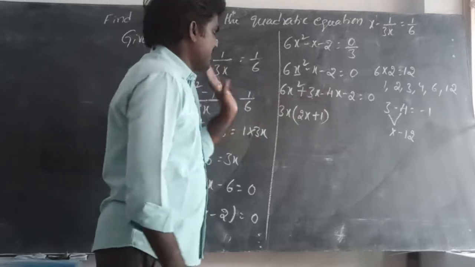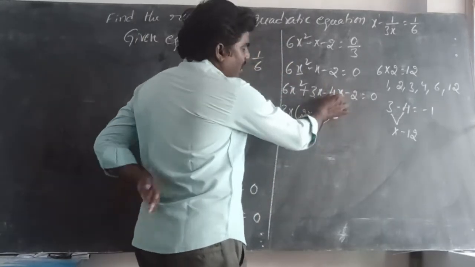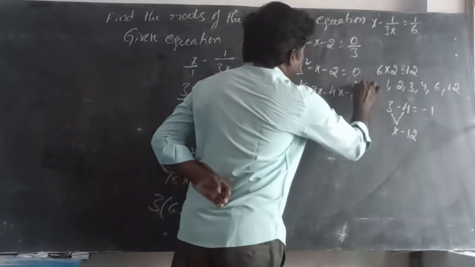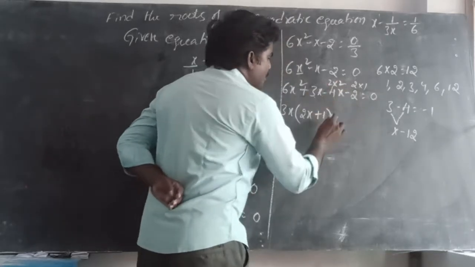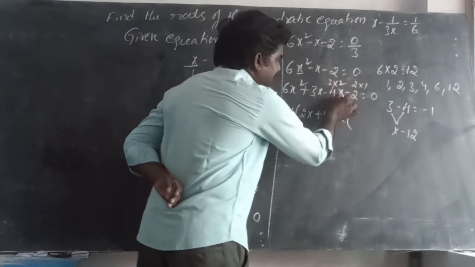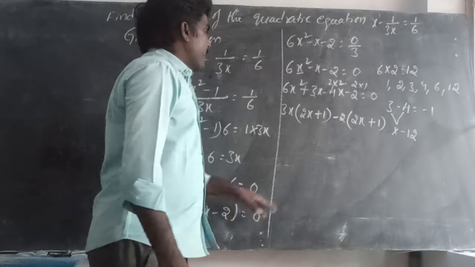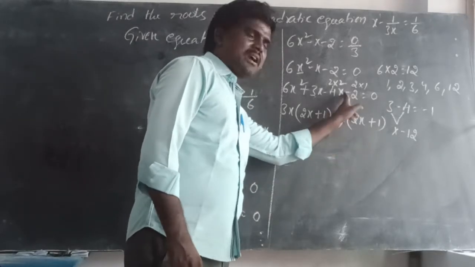3x into 1 is 3x. Next, here minus 4x minus 2. Minus 4, how can you write it? 2 into 2. How can you write? 2 into 1, 2 into 2. Here minus is there, here minus is there. So minus 2 is taken outside. What remains? 2x plus 1. How do we get the plus 1? Minus into plus is minus.